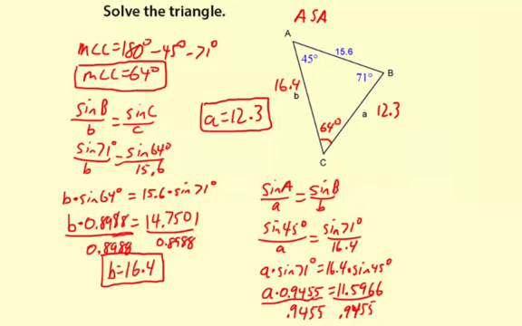Okay, the triangle is now solved. So let's review the process. We were given two angle measures in the triangle, so we used the triangle sum theorem to find the third angle measure. And then we used the law of sines to find side B, and then used it again to find side A. And that's it.